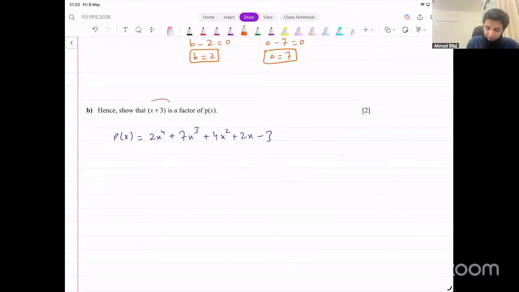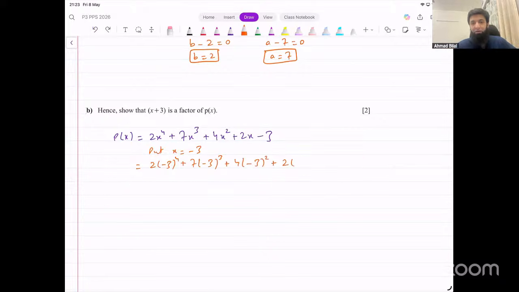So now, how do you show this is a factor? Just put x equal to negative 3, right? You use the remainder theorem. Equate it to 0, the value of x that you get. Input that in the polynomial. 2 into minus 3 whole raised to power 4 plus 7 into minus 3 whole raised to power 3 plus 4 into minus 3 whole squared. You have to show this working where you're inputting the value x equals negative 3.